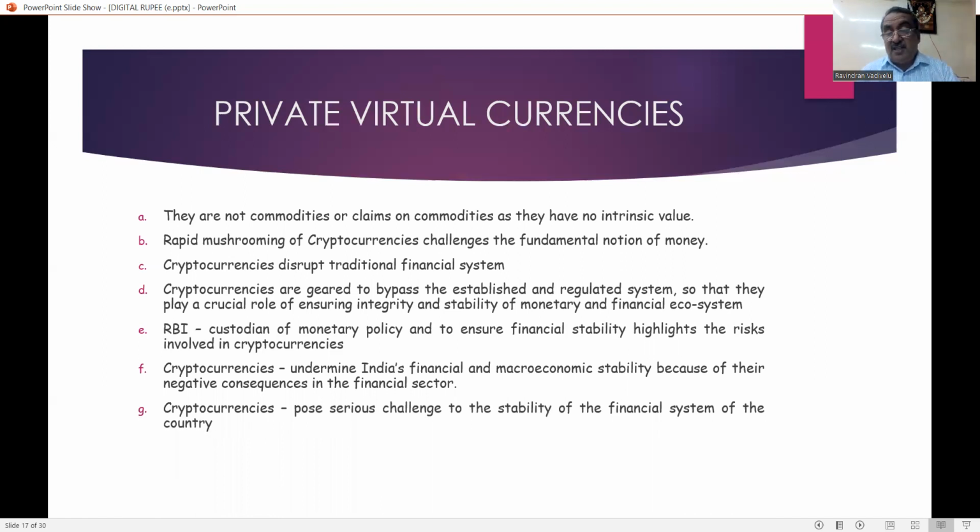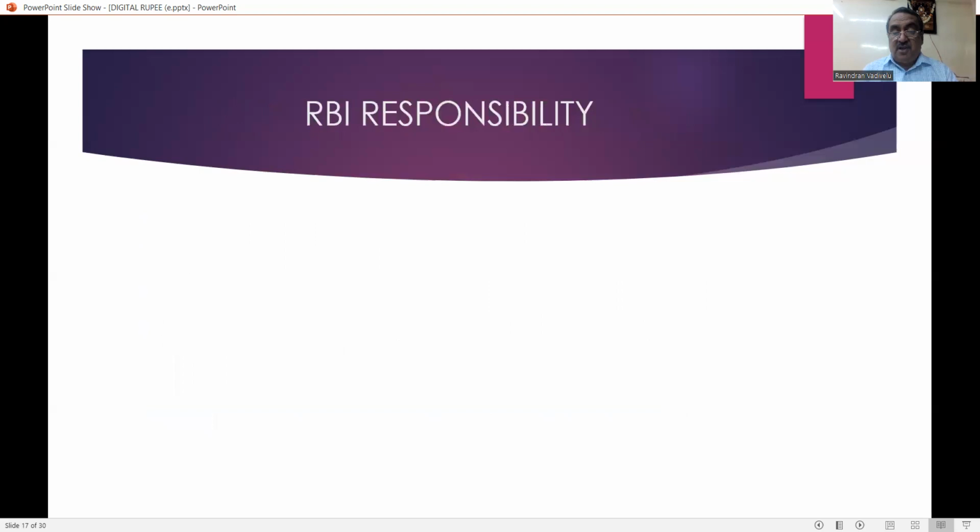So it poses a serious challenge to the stability of the financial system of the country. Not only in India, in any country, the cryptocurrency's existence was a serious challenge. So every country wants to have control over cryptocurrencies. Now it's the RBI's responsibility.